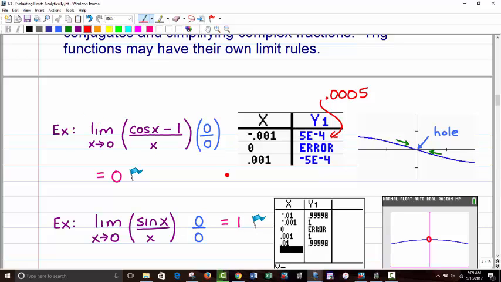There really isn't anything else. You could multiply top and bottom by cosine of x plus 1 and play with it that way, and you would get, let's see, a negative sine squared on top, but you'd still have 0 on bottom. So yeah, that wouldn't do you much good. So then you want to revert back to the other. There's 3 techniques now: algebraically, graphically, numerically.